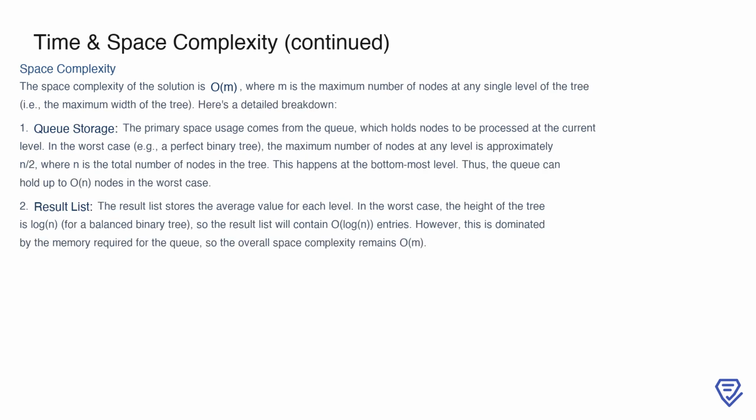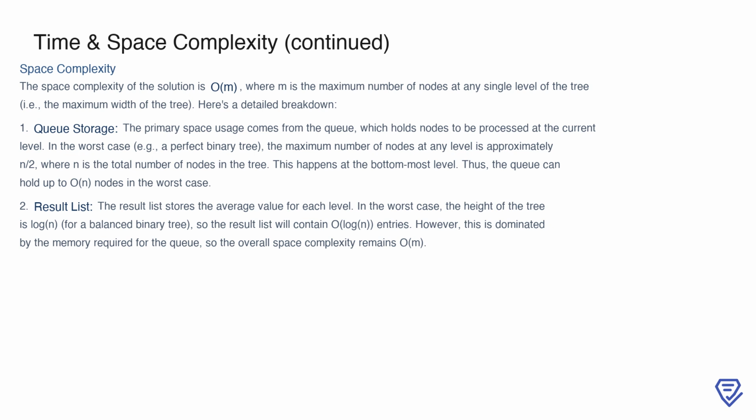The space complexity of this solution is O(m), where m represents the maximum number of nodes at any single level of the tree, also known as the maximum width of the tree. The primary factor contributing to this is the queue, which temporarily holds the nodes being processed at the current level. In the worst-case scenario, such as in a perfect binary tree, the queue will hold approximately n/2 nodes at the bottommost level, where n is the total number of nodes in the tree. This leads to an O(n) upper bound for the queue size.